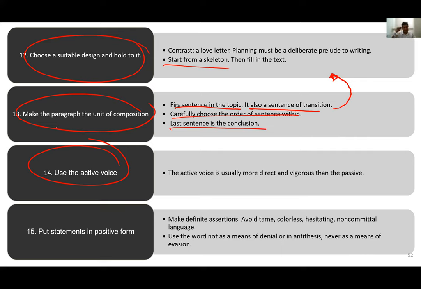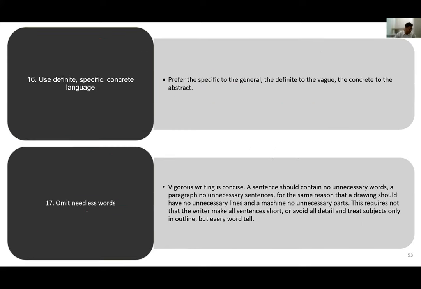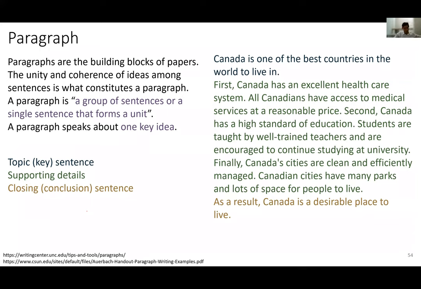Active voice is more vigorous than passive voice. So put the sentences in positive form. I have a lot of examples taken from this book about this, but we cannot go through all these things today. But I will go through this paragraph because it will help most of us. I'm sorry if you know about these things. I'm wasting your time perhaps.